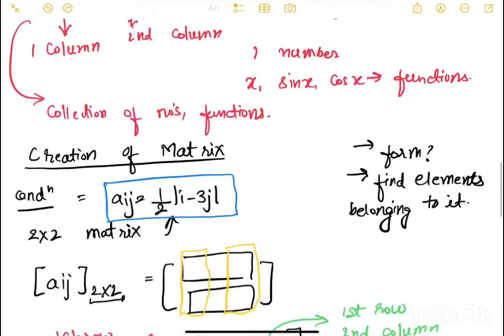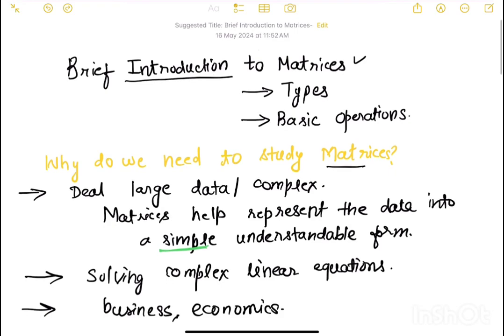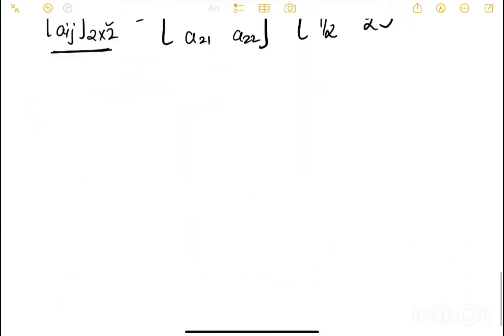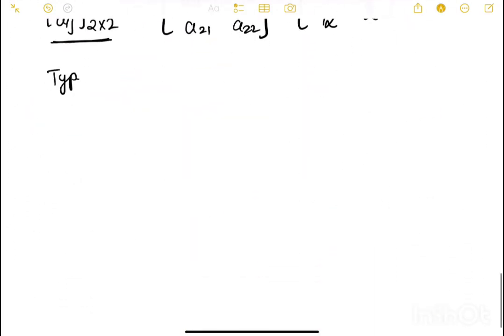So now we have just covered the agenda, what we have covered here. We have covered what a matrix is and how we create a matrix. Now what are the types? What are the types that we have? Types of matrices.